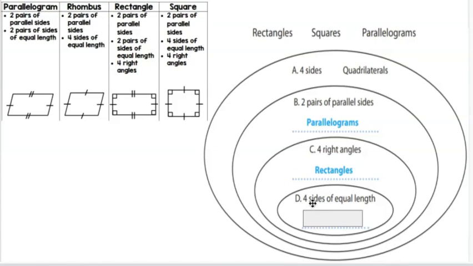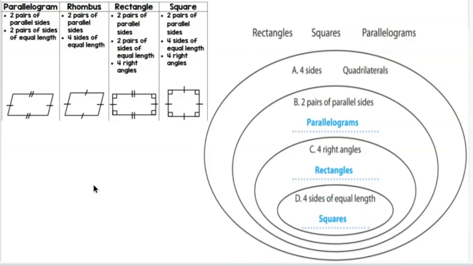And finally, something that is a 4-sided figure, something that has two sets of parallel sides, that has four right angles, but also has four sides of equal length. So when I look at those choices, you can see, well, wait a second, a square has the two parallel sides, has the four right angles, and has the four equal sides.